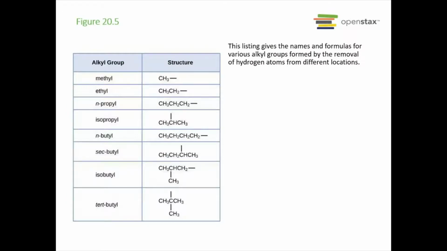So this is that table I was talking about. These are some names and formulas for some alkyl groups that you might find as branches from your carbon chain. And these, again, are replacing a hydrogen that would normally be on a carbon to fill its 4 bonds.